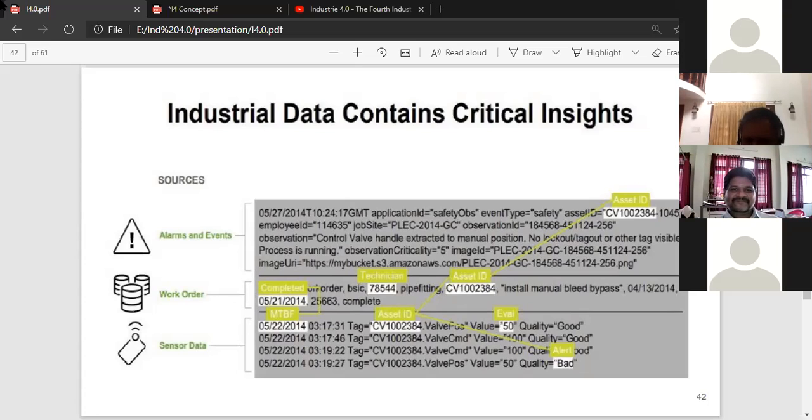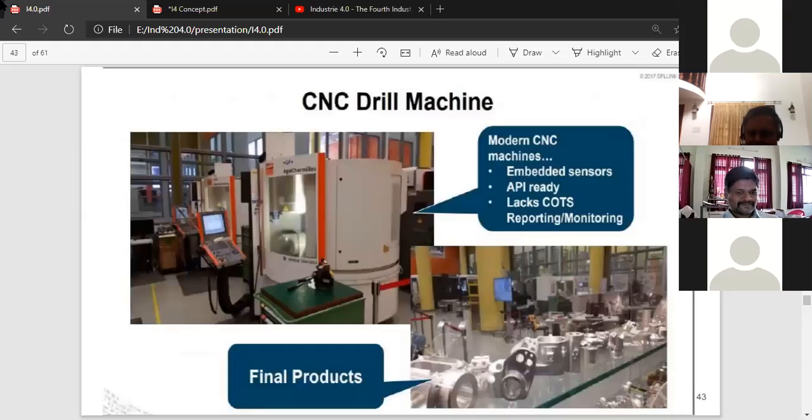Then you have different levels, hierarchies, work order related logs, alarms and events. So different kinds of logging data are generated. And this is an example, just as a diagram I'll show you. So you have a CNC drill machine, different sensors, APIs (application programming interfaces), and COTS. COTS, as you know, is commercial off-the-shelf systems. Maybe it's manufactured by a typical vendor and is proprietary, in which case you'll have to go to the vendor for each and every query regarding any runtime data, whatever it is. And this is the final product, right?